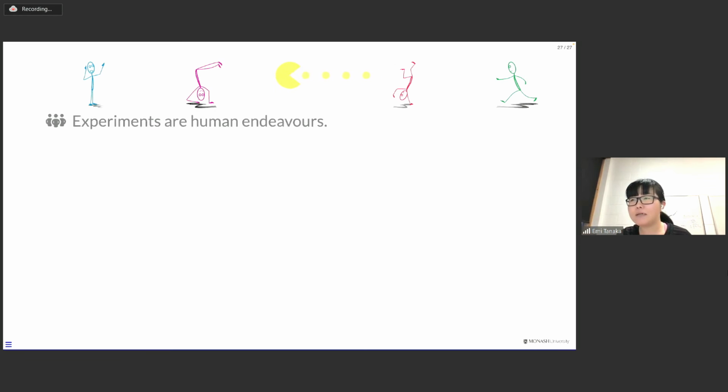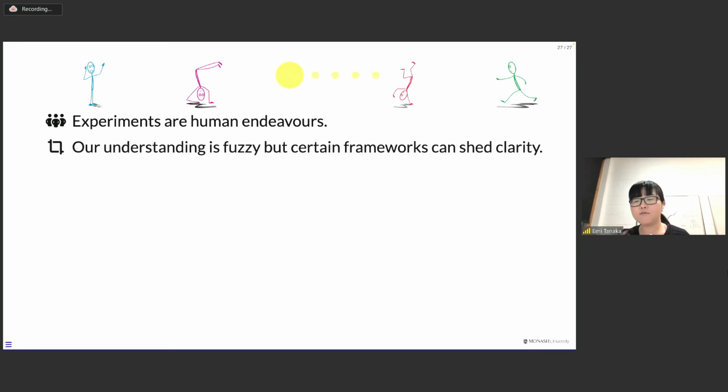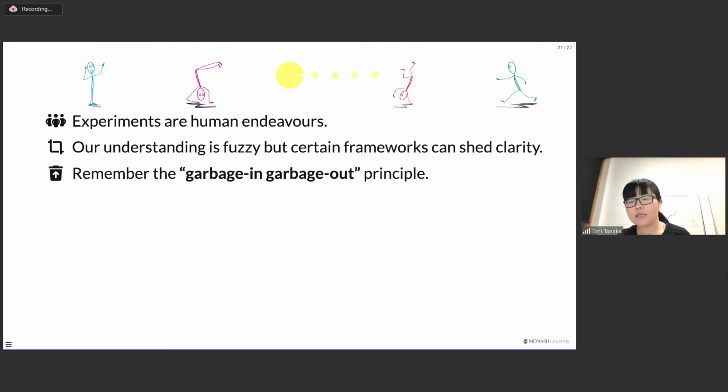Just to summarize, experiments are human endeavors, and we have to acknowledge that there are inherent flaws in the way that we as humans communicate and understand each other. So I think even among this fuzziness, if we have a framework, it can shed more clarity around it. And if anything, I think that's the way to really tackle getting the most out of experimental data, keeping in mind the garbage in, garbage out principle. We might like to think that having really complex analysis is great, but no matter how good your models are, it really won't save you if your data itself is garbage to begin with.